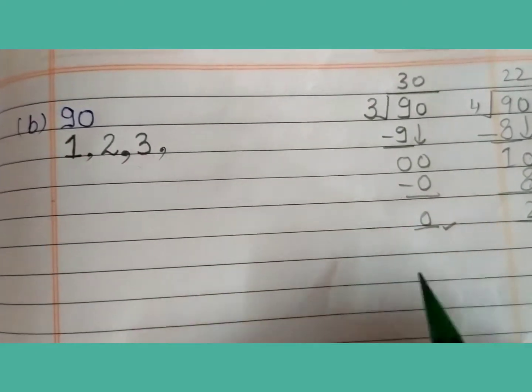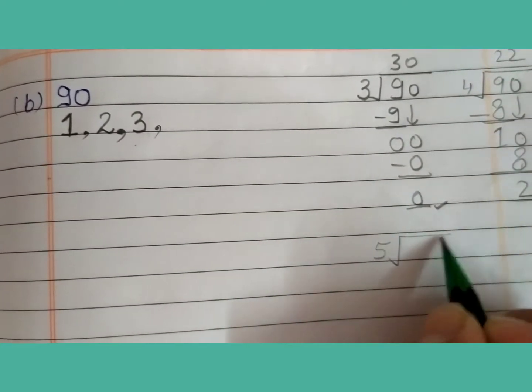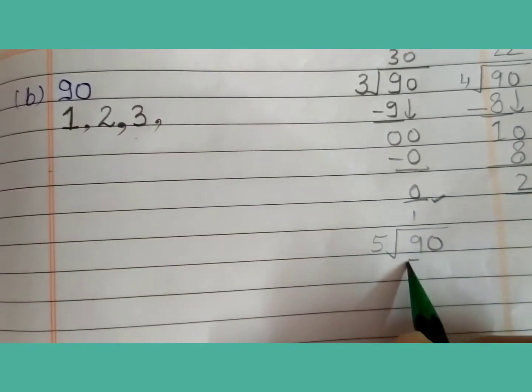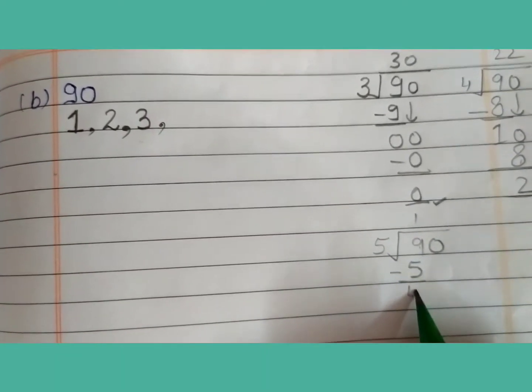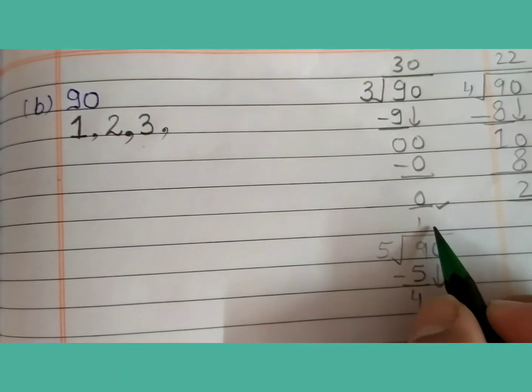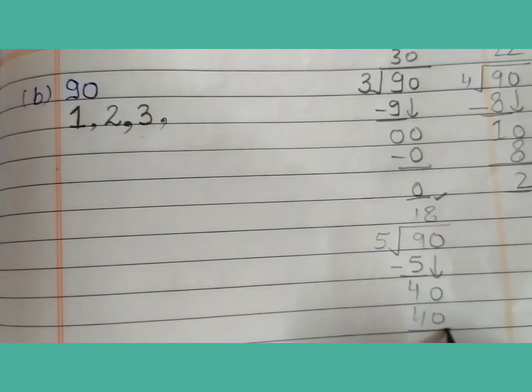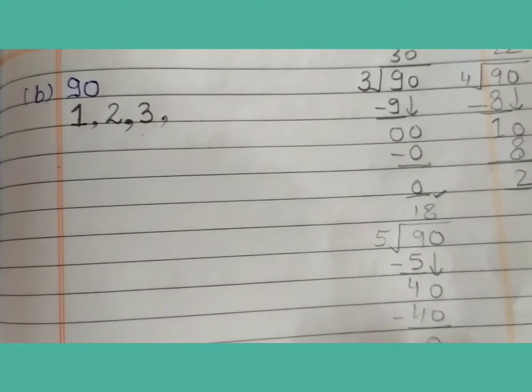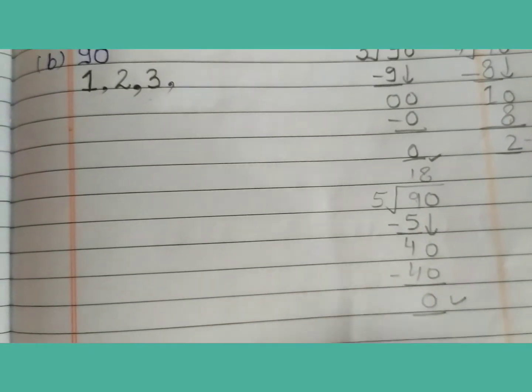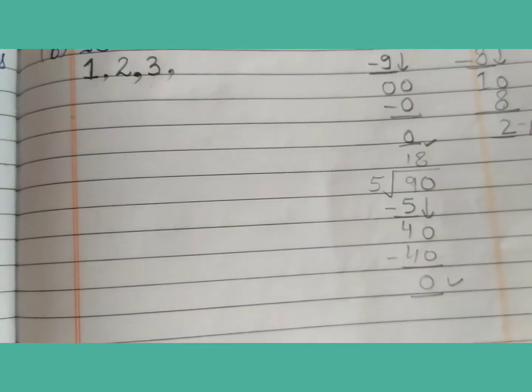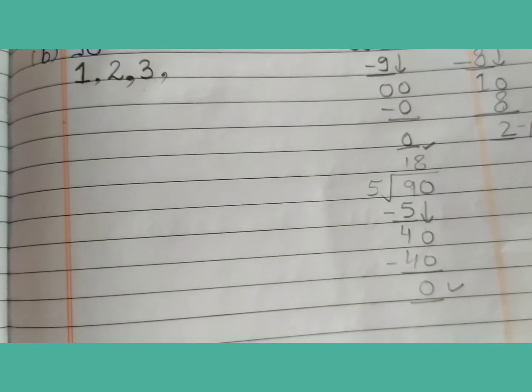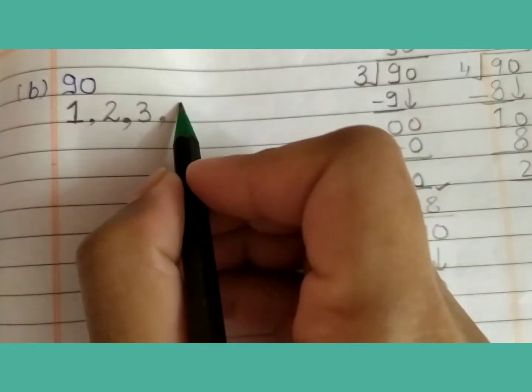Next is 5. 5 ones are 5. 9 minus 5 equal to 4. Write down 0. 5 eights are 40. 40 minus 40 equal to 0. The remainder is 0, so 90 is exactly divisible by 5. Then 5 is a factor of 90. Write 5.